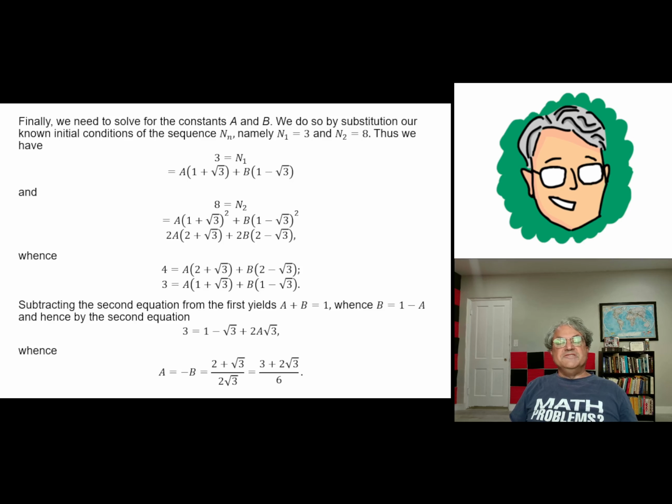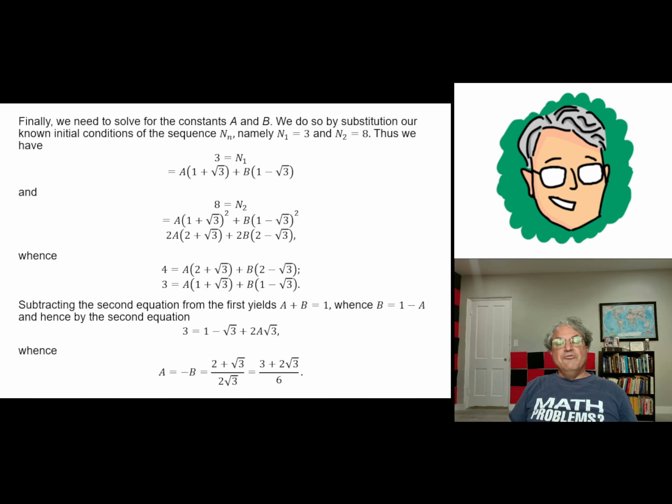Well, 1 plus or minus square root of 3 quantity squared is just 2 times 2 plus or minus square root of 3. You can check that yourself. So we get 2a times 2 plus square root of 3 plus 2b times 2 minus square root of 3. That's equal to 8. We can divide that equation by 2. And then we get 4 equals a times 2 plus square root of 3 plus b times 2 minus square root of 3. But then we also have another equation we just derived when we used n equals 1.